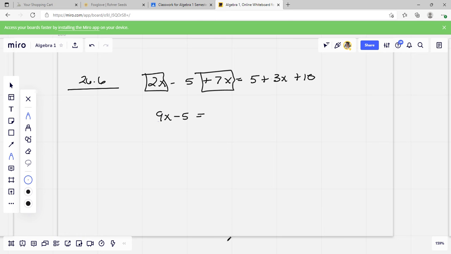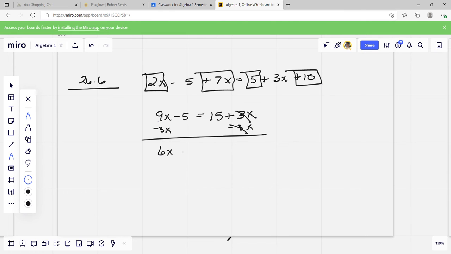Over here, I've got this 5 plus 10, which would be 15 plus 3x. Okay, now I got to get my x's on the same side, so I'm going to do minus 3x. 9 minus 3 would be 6x minus 5 equals 15. Now I got to get rid of my constant on the side with the x, so this is minus 5, so I'm going to do plus 5. And I get 6x equals 20.